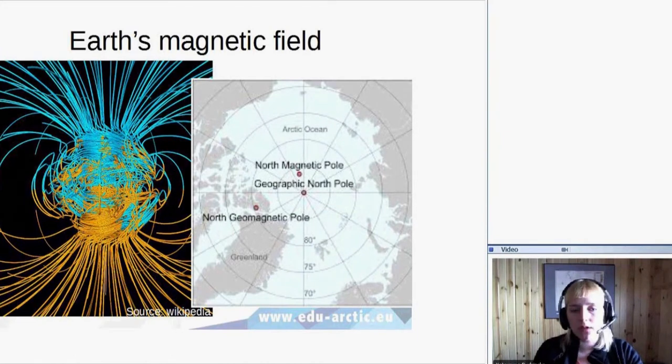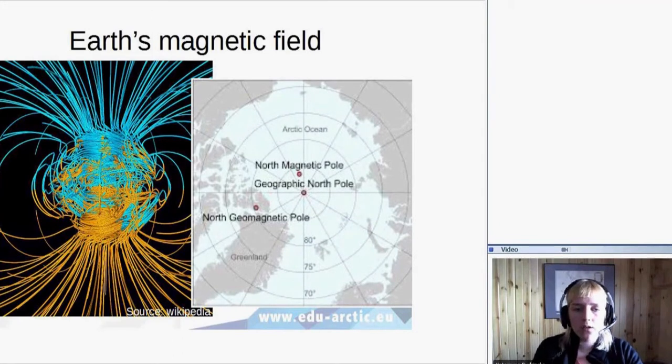Anywhere on the surface of Earth, the compass needle will show the direction towards the magnetic pole. But because this is the north magnetic pole of the needle, it is actually attracted by the south magnetic pole. The naming convention is quite tricky. If you see this image to the right, you have the north magnetic pole, the north geomagnetic pole, and the geographical north pole. So you have north poles everywhere.